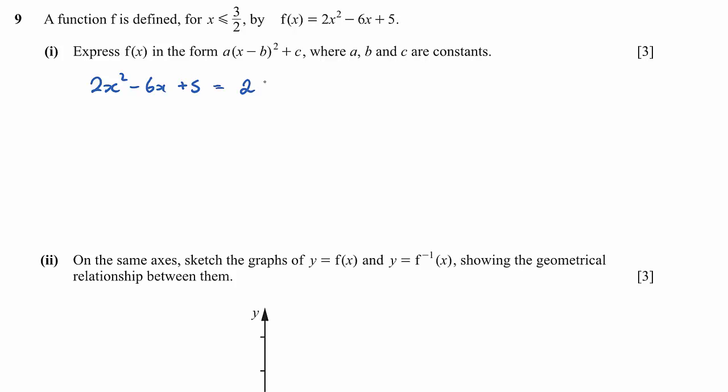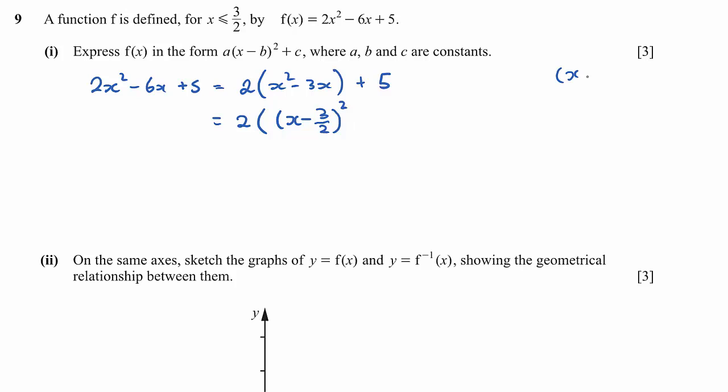So the first thing I'm going to do is take a 2 out of the first two terms and then have x squared minus 3x. And the 5 I'm just going to leave out there. This process is fairly routine. We have a bracket with x and then half of the coefficient of x. So 3 over 2, half of that, including the sign, so negative sign, and we square that.